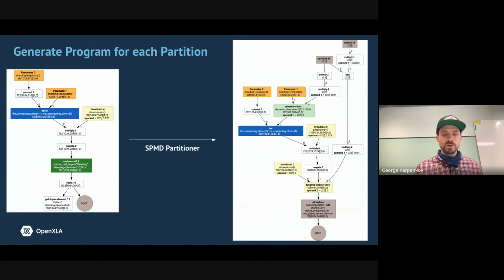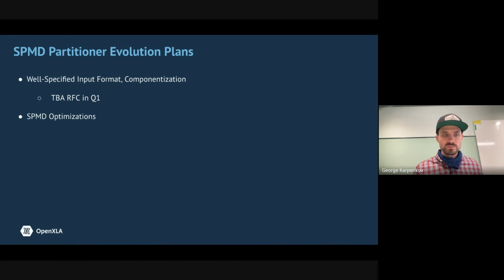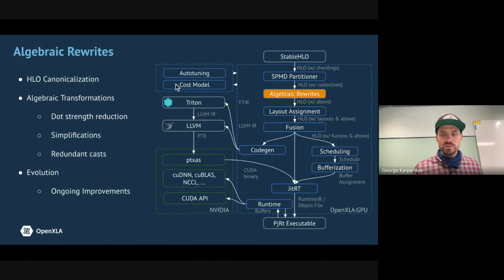Anything else? Should we go on? Okay. So algebraic rewrites is a fairly simple layer. It basically performs HLO rewrites to make the HLO more canonicalized and to simplify different, sometimes superfluous operations like redundant casts. And we simply add more rewrites and more canonicalizations to that layer.